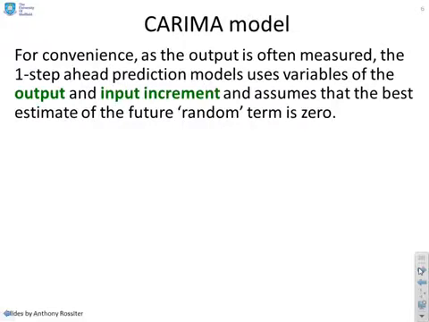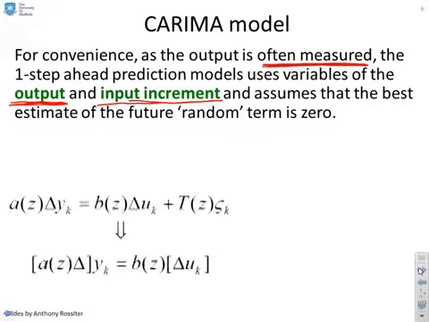So for convenience, the output is often measured as its own value, not as an increment. And so what we tend to do, and this is a bit of trickery, but it's just how conventions have come out, we use the output, the actual output, not the incremental output, in our model, but we use the input increment. It just makes the algebra easier, so I wouldn't try and analyze it in too much detail, just accept that this is what people do.